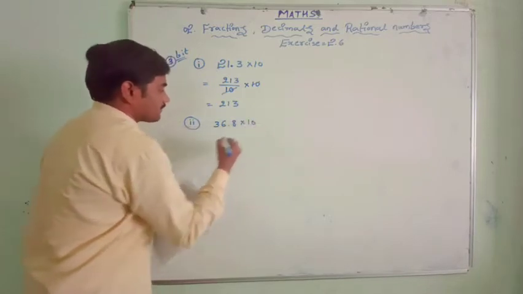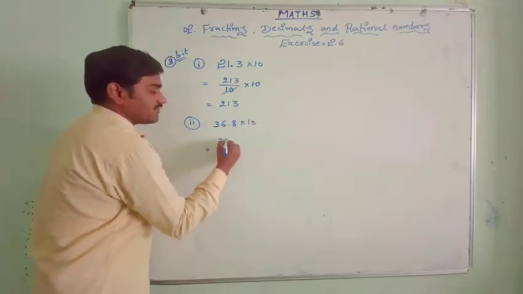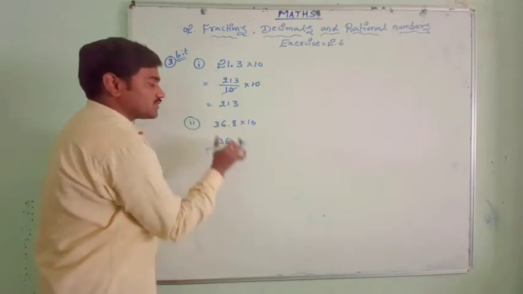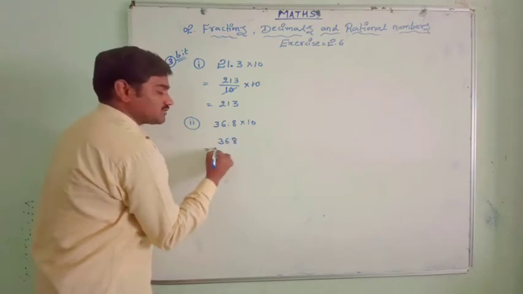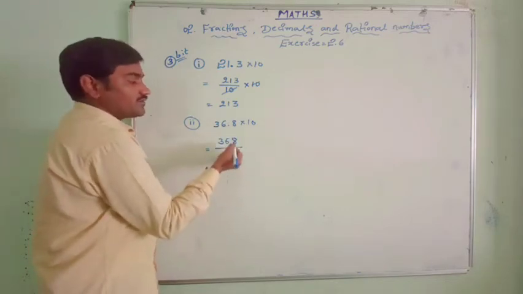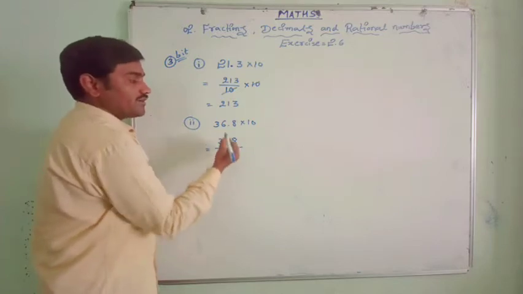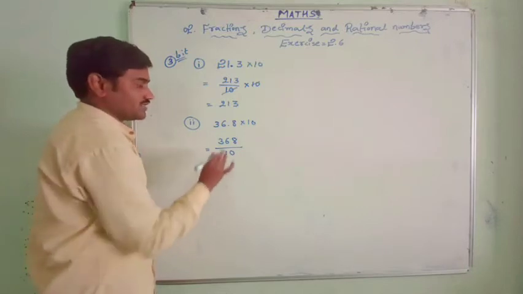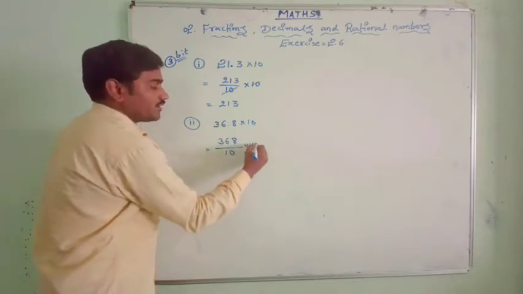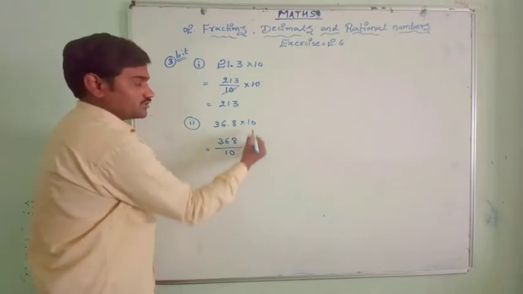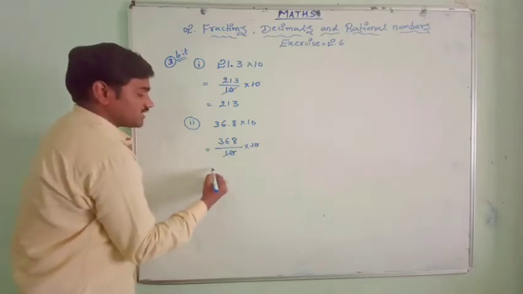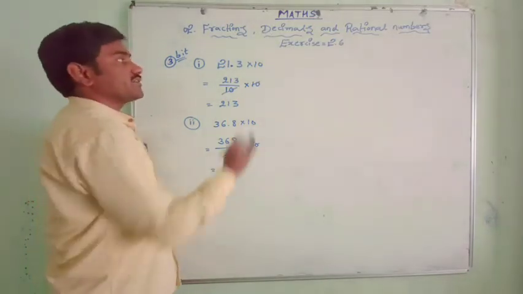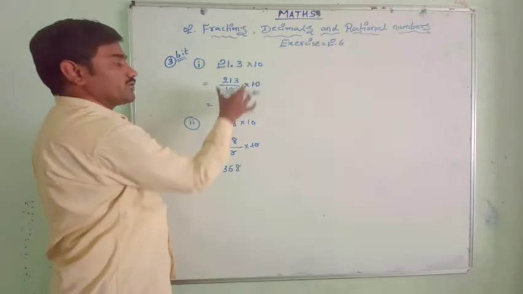36.8 into 10. Let us write. This 36.8 we will write in the fractional form. This decimal will convert into a fraction. How can we convert the decimal into a fraction? Simple. The complete number we have to write without the decimal point. Then after writing the number, in the denominator we write as many tens as there are decimal digits, as I have told you. Here there is only one digit, so I have taken only 10, into 10, according to the question. This 10 and this 10 will get cancelled. The answer will be 368.